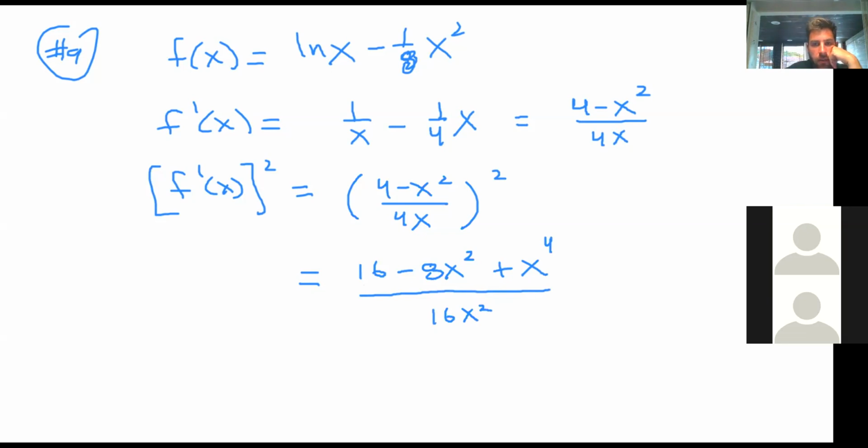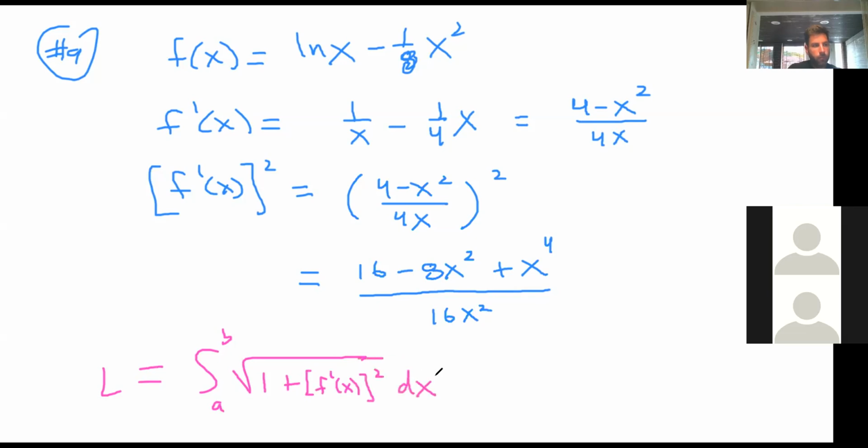So don't forget the formula that we need. The formula we're going to use is the length from A to B, or excuse me, the length is the integral of this. So this is the integral that we are asked to calculate.